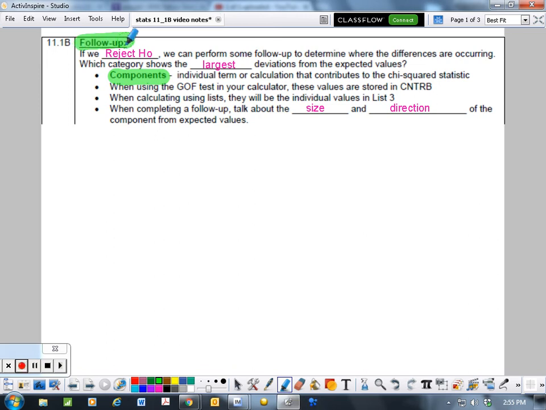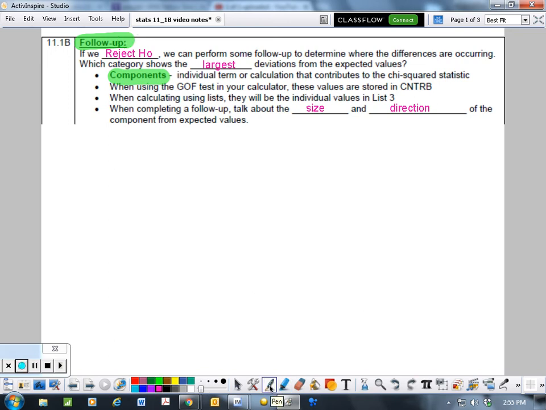If we reject our null, we can perform some sort of follow-up to determine in what category these differences are really occurring. So now that we've done the test, we said, hey, there are differences here. Where are those differences occurring and in what direction? What information are we going to take from that? We're going to take a look at those components.